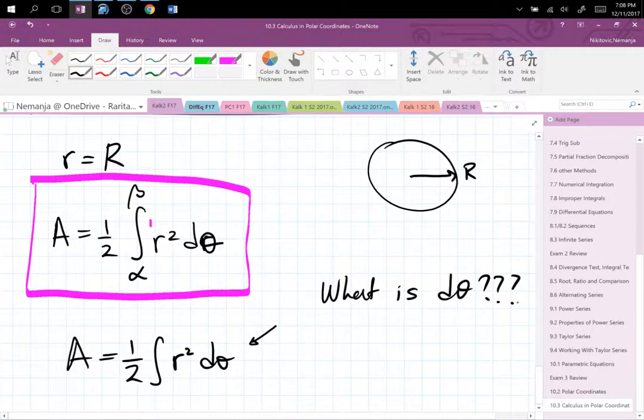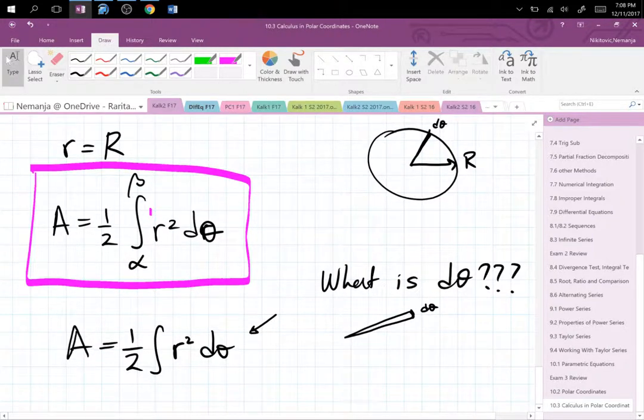I call this a representative pizza slice. When you set up the rectangular integrals, you had the representative rectangle dx, which was infinitely thin. Now, in the circular world, you have this infinitely thin angle, d theta. I call it a representative pizza slice. D theta looks like this. It's at the center, stretching all the way to the function.